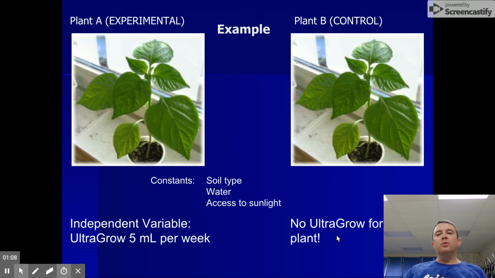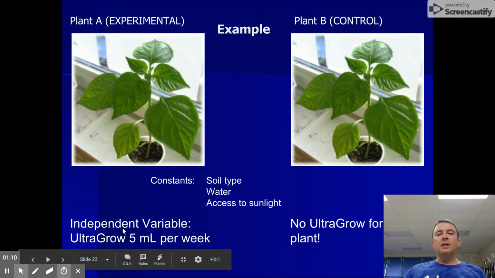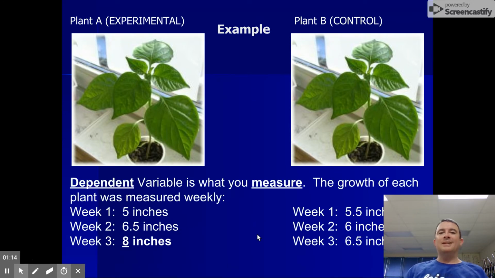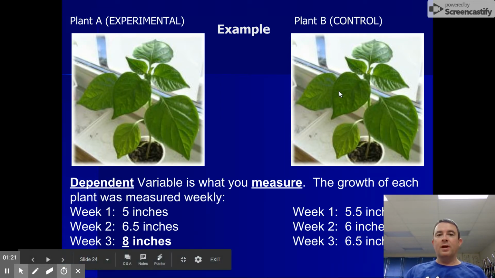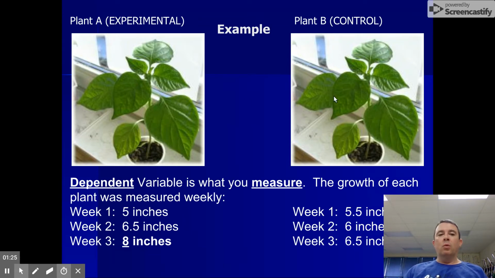So the one thing that I do differently is called the independent variable, and the dependent variable is whatever I'm going to measure. I'm looking for a difference, right, between these two groups of plants. I'm looking to see, did the Ultra Grow cause some measurable change or some measurable difference in plant A? So the dependent variable in this case would simply be the growth of the plants.